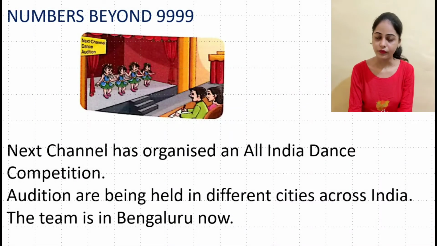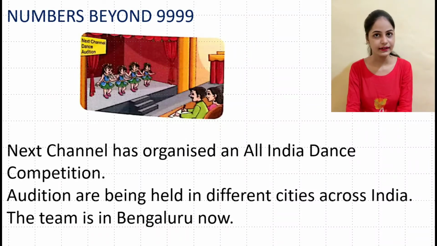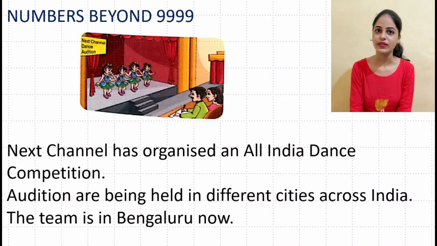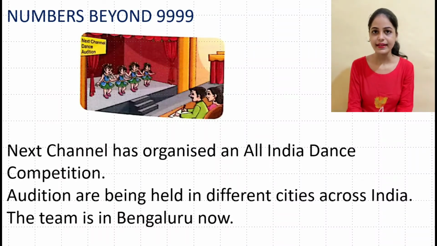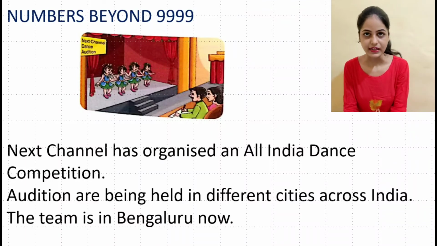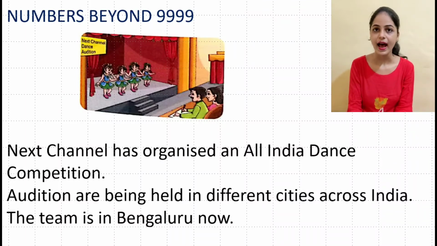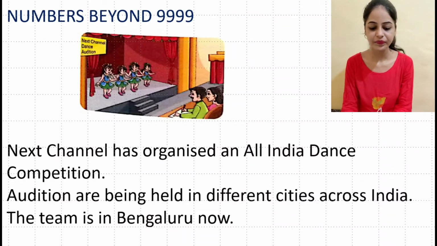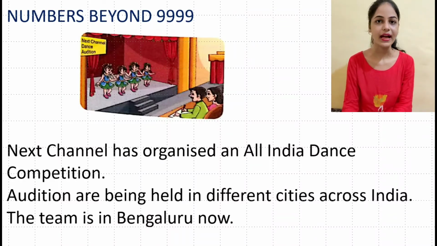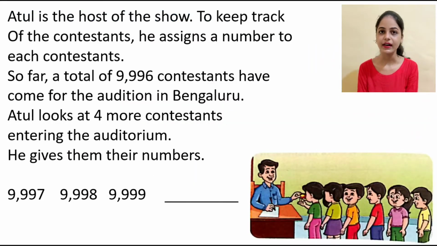Let's start the first topic of your chapter, that is numbers beyond 9999. Here you can see that the Next Channel is an organization which has organized an All India Dance Competition. Auditions are being held in different cities across India. The team is in Bangalore now. Atul is the host of the show. Atul is the person who is going to host the show.